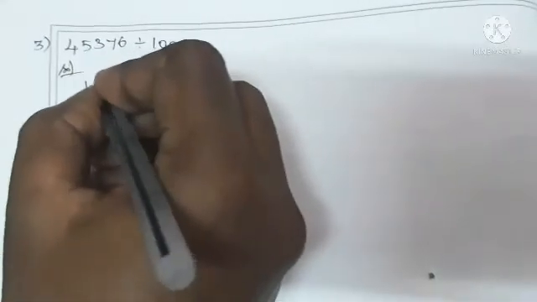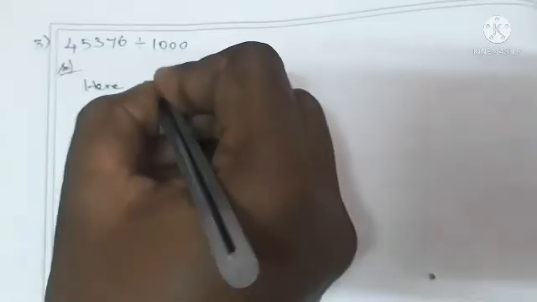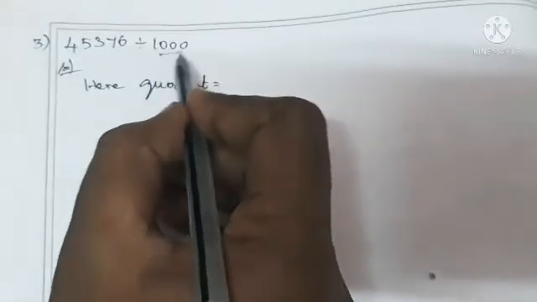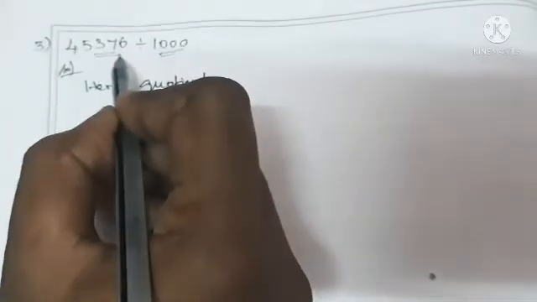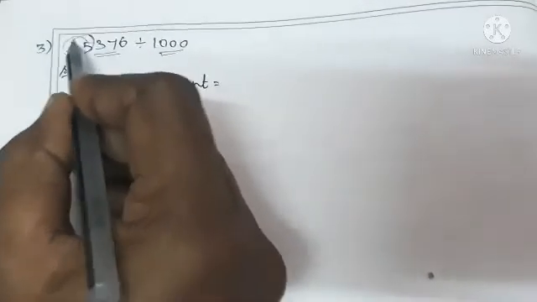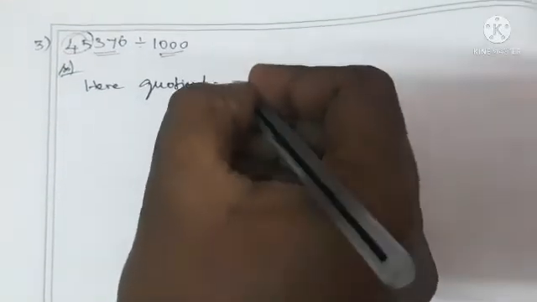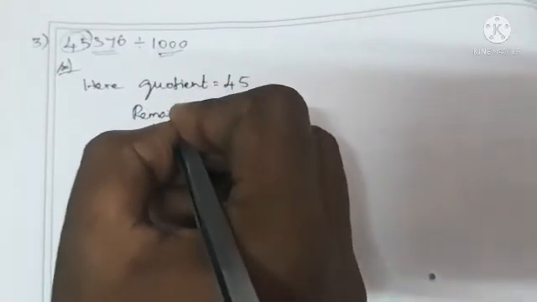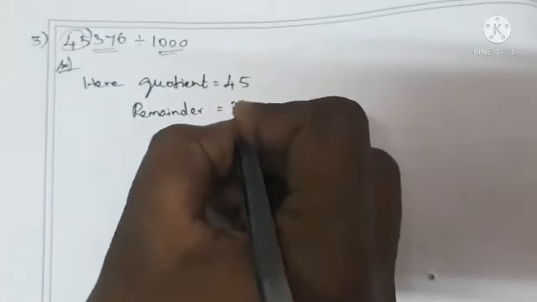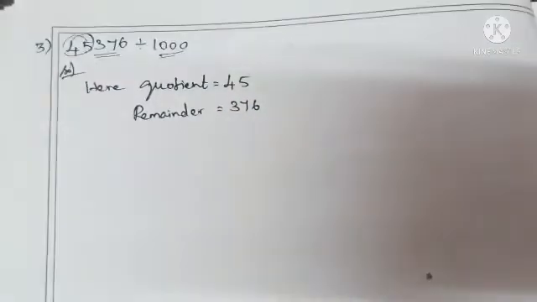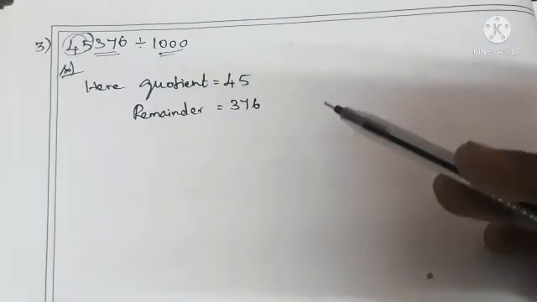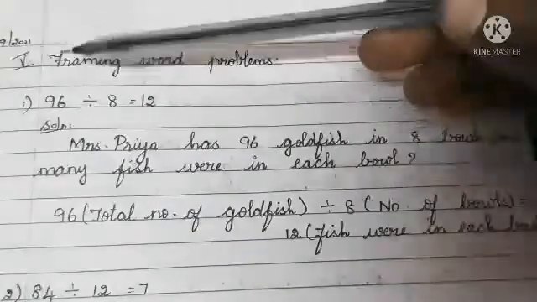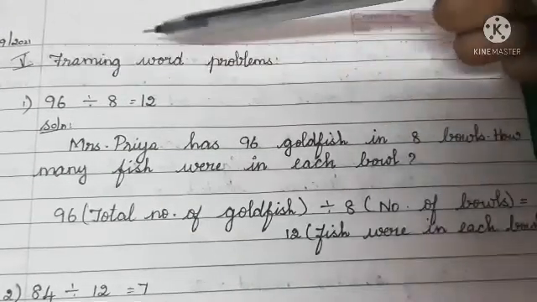So we can write here, quotient is equal to, so here 3 zeros, so we take the last three values as the remainder, and the remaining two values as the quotient. So quotient is 45, and the remainder is equal to 376. So quotient is 45, remainder is 376. Okay, I understood this. So next, children, we have Roman numeral 5, framing word problems.